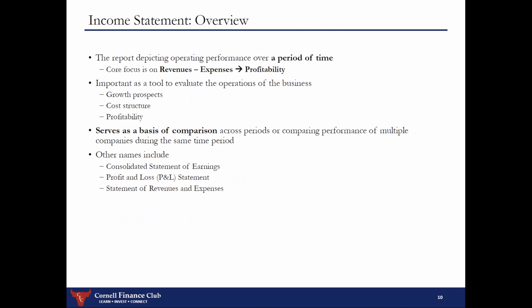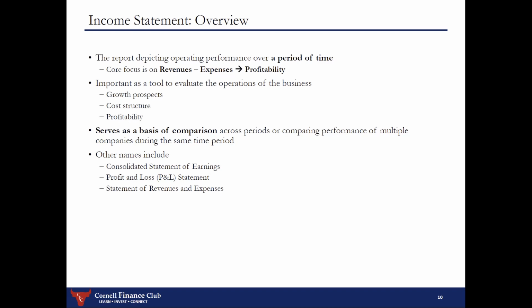Great, so next, the first major financial statement is the income statement. So this is a report depicting operating performance over a period of time. So the core focus is on revenue minus expenses equals profitability. So this is an important tool to evaluate the operations of a business, so growth prospects, the cost structure, and profitability. And this is used to serve as a comparison across periods or comparing performance of multiple companies during the same period.